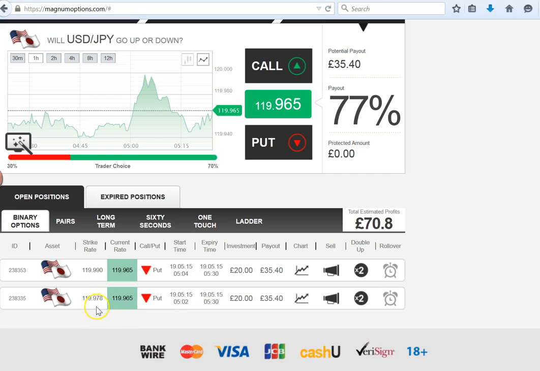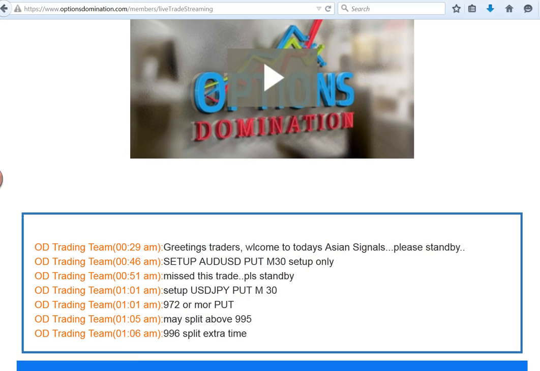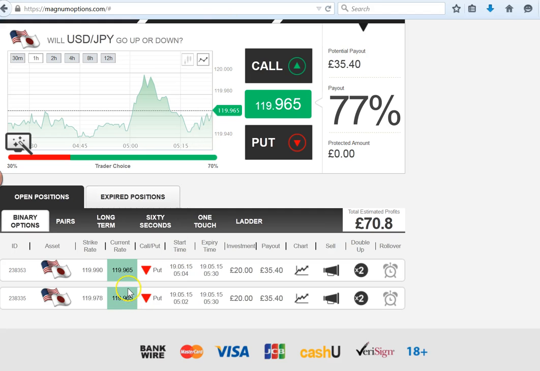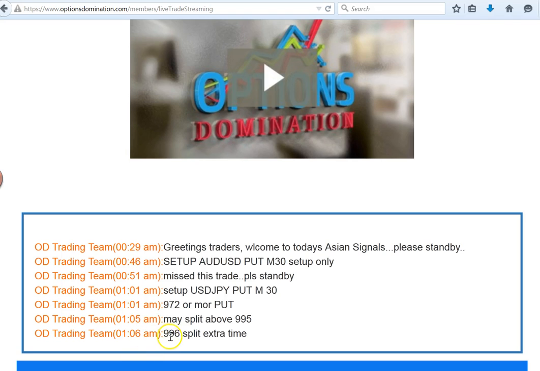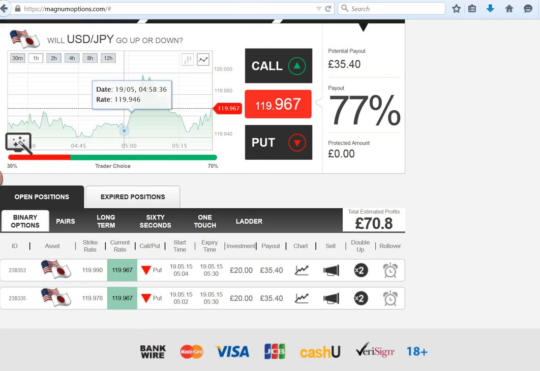The first position I entered was at 978, which is even a better strike price than he initially gave. He gave 972. I was able to enter at 978. Then I entered again at 990. He gave his second one at 990, which means I entered again before he called out the split. So this is basically what it is.